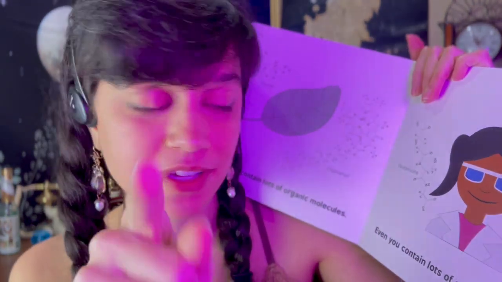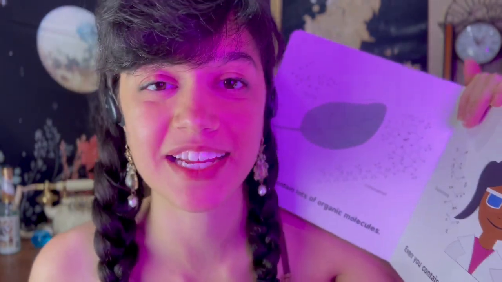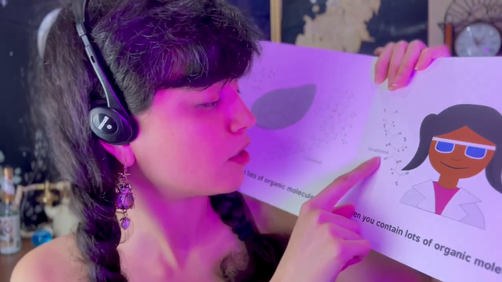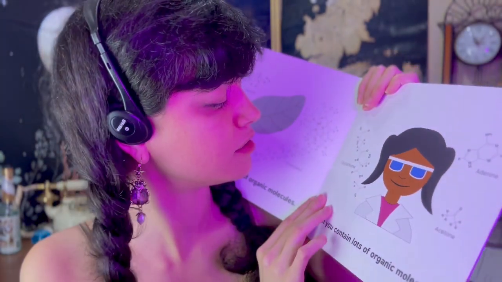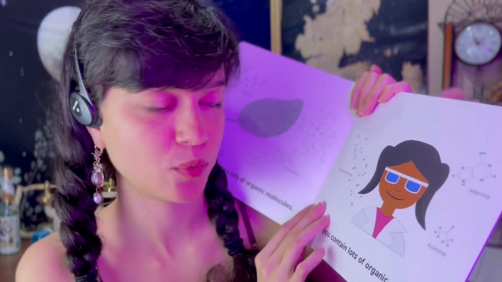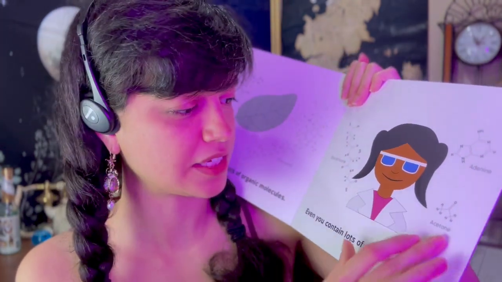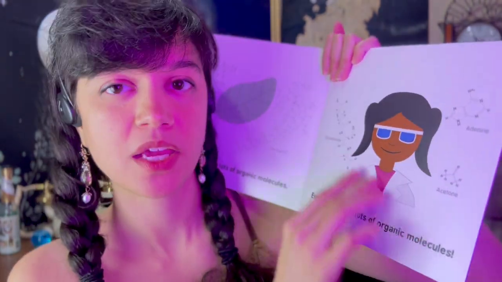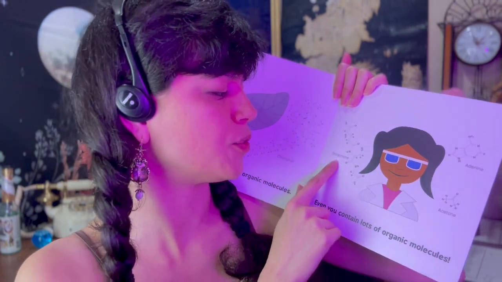Even you contain lots of organic molecules, because you are an organic being. So you have glutathione. You also have adenine and acetone. So this girl right here has acetone, adenine, and glutathione.